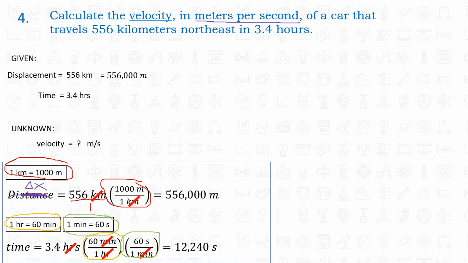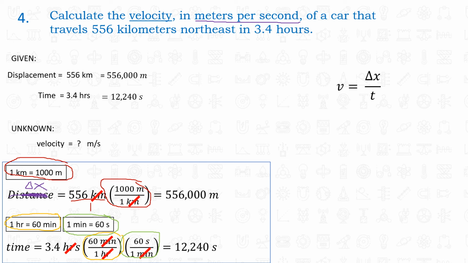So 3.4 times 60 is equal to 12,240 seconds. So I'm going to put that up there in the givens as well. So now we're in meters and seconds. We can use our displacement, or our velocity, I should say, our velocity equation. And so if we use the velocity is equal to your displacement, which is the change of x position.